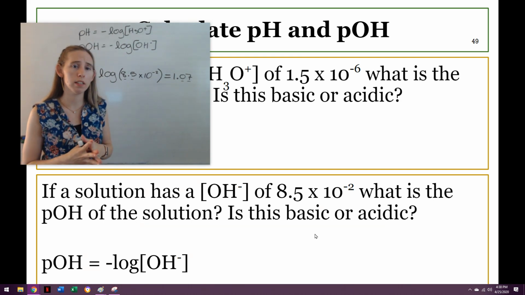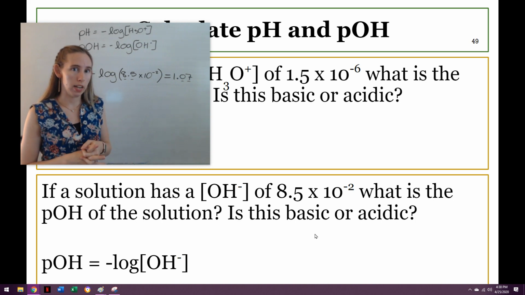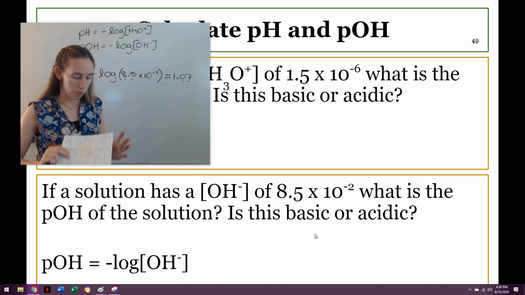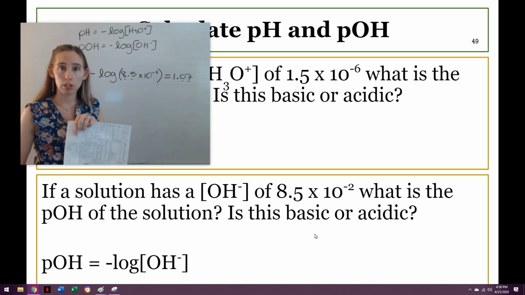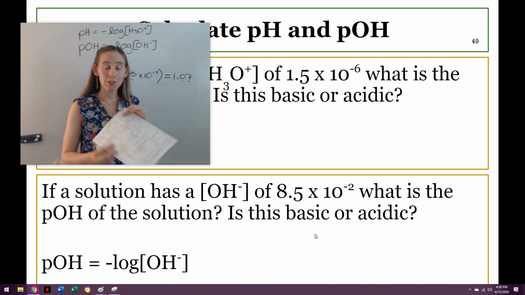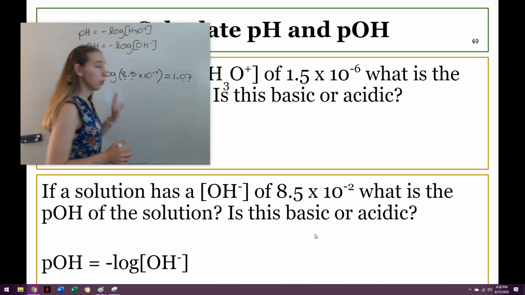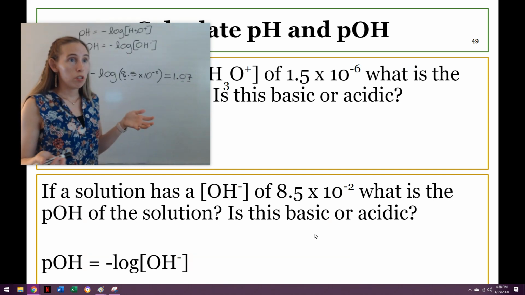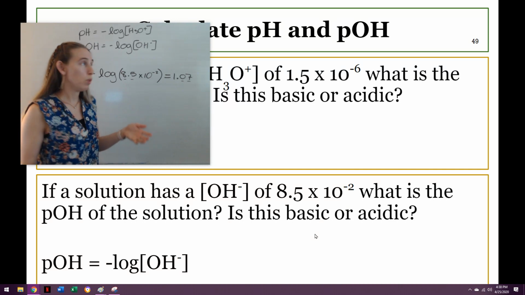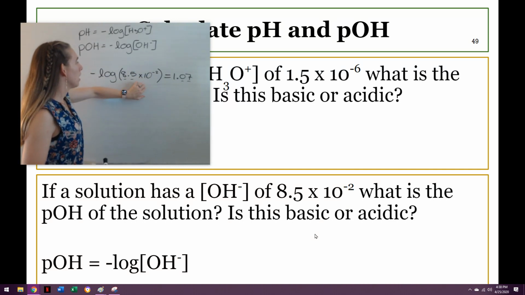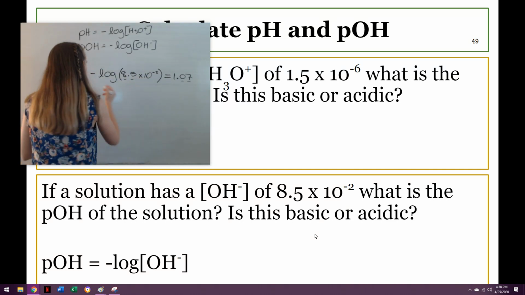Now the question says, is this basic or acidic? Now the periodic table just gives you your pOH scale. It doesn't give you it gives you the pH scale, not the pOH scale. So we need to convert this. pH is defined by the negative log of hydronium. Well, how do we find hydronium from hydroxide? Do you remember your Kw equation?